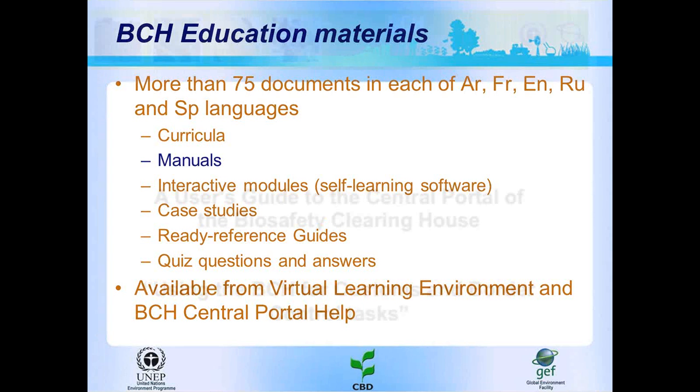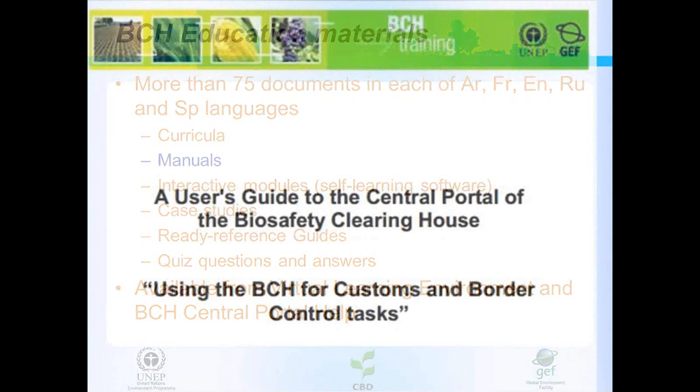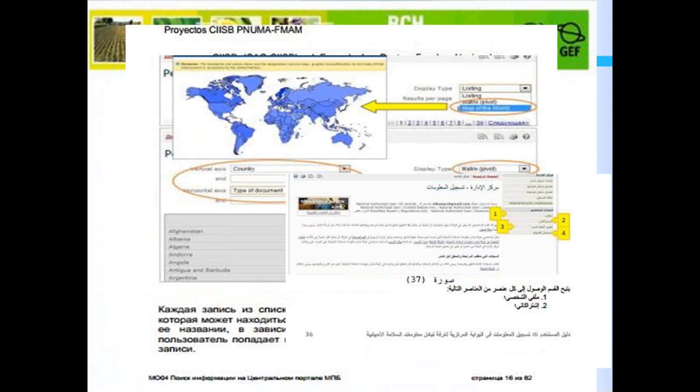We have also a set of manuals. Some of them are introductory, like a manual for introduction to Cartagena protocol or introduction to the BCH. Then you have some comprehensive manuals about finding information in the BCH or searching or registering information in the BCH, and also a manual specific for the custom and phytosanitary officers that has been developed recently that address all their specific needs regarding biosafety and BCH information.